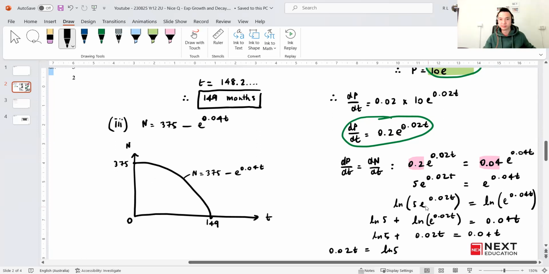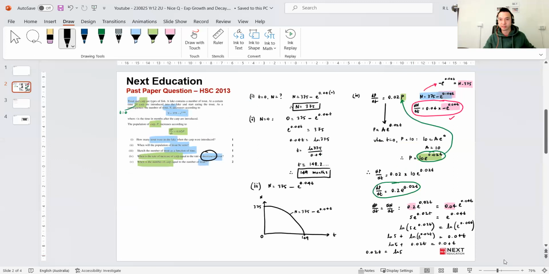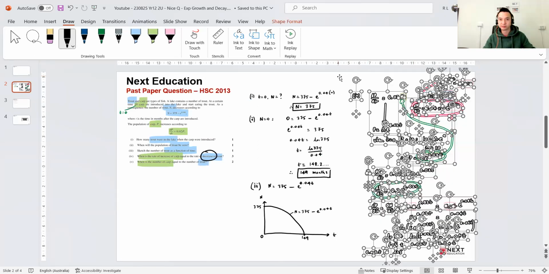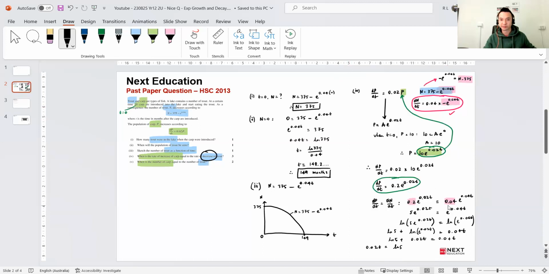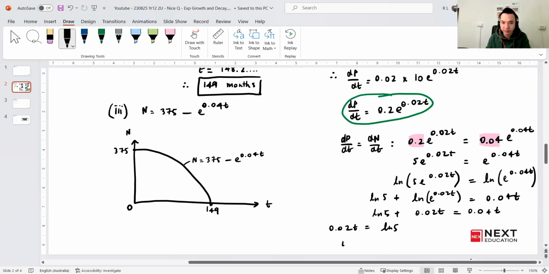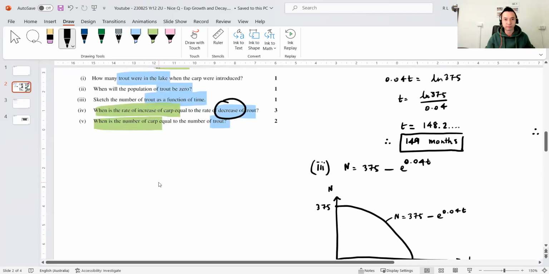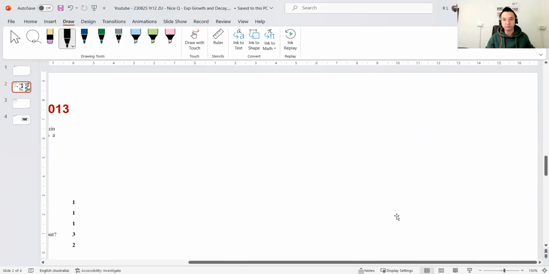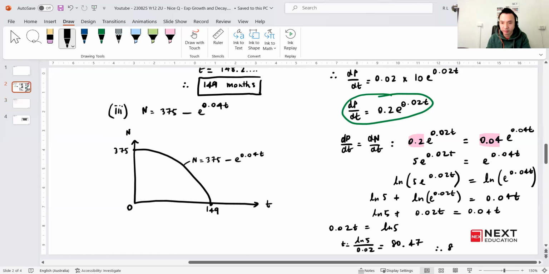So do I have any vertical space? Just need like 2 more lines. Yeah, I do. Okay, so let's finish it off. t equals ln 5 divided by 0.02. Right, and if you punch that in the calculator, it's approximately 80.47. So therefore, now does it tell me to round it? No, it just says that. So maybe go, I don't know, 80.5 months.